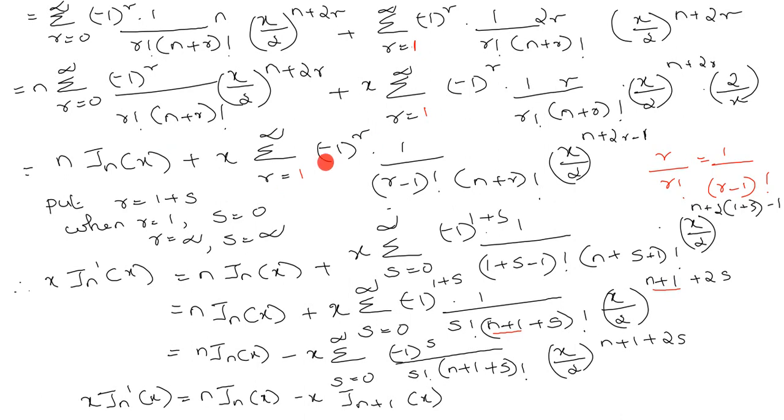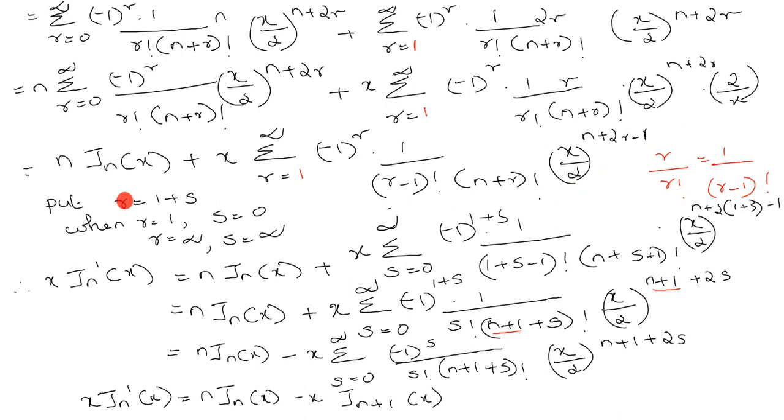infinity, minus 1 raised to r. Now r by r factorial is 1 by r minus 1 factorial. So instead of r by r factorial we are writing 1 by r minus 1 factorial into n plus r factorial into this x by 2 the whole raised to n plus 2r into 2 by x the whole raised to 1 becomes x by 2 the whole raised to n plus 2r minus 1, which is written here. Now we are going to substitute for r.